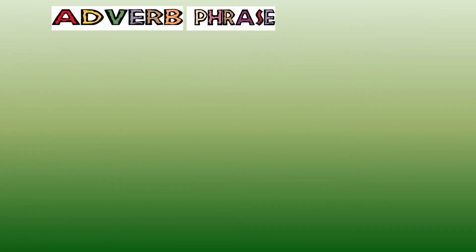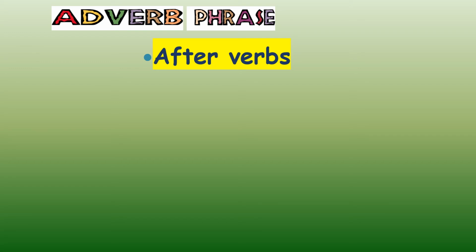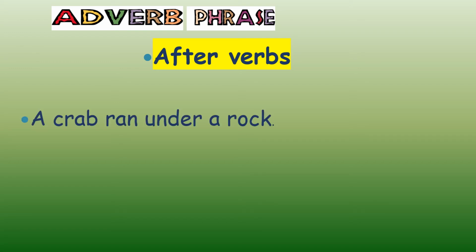Number 1, adverb phrase comes after verbs they modify. Example, a crab ran under a rock. Can you tell me where is the prepositional phrase in this sentence? Exactly, under a rock. Now look at the word behind it, that is close to it. It is ran and it is a verb, right? That's why under a rock is an adverb phrase that modifies the verb ran. Adverb phrase modifies the verb and comes after it.